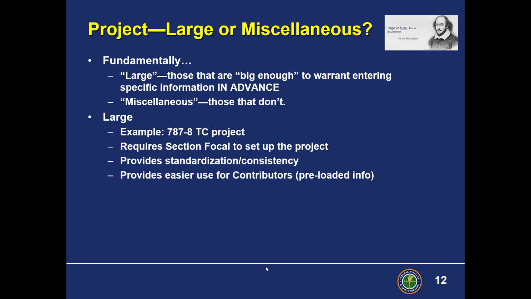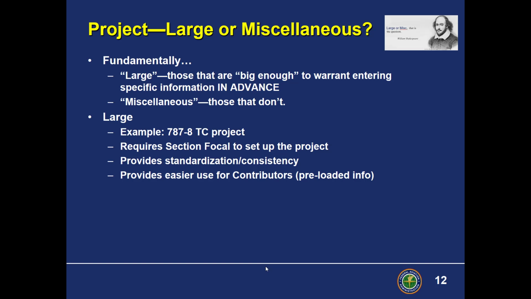So let's look at those two, the large versus the miscellaneous, one at a time. For a large project, an example would be the 787 type certificate project. There were well over 200 test plans for that project. There were thousands of hours of flight tests conducted, so that one's a no-brainer.